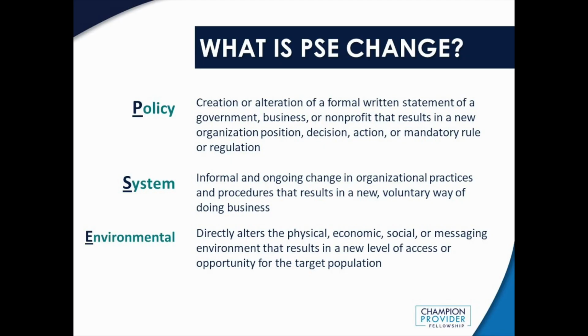A system change is an informal and ongoing change in organizational practices and procedures that results in a new, voluntary way of doing business. And an environmental change is one that directly alters the physical, economic, social, or messaging environment that results in a new level of access or opportunity for the target population.